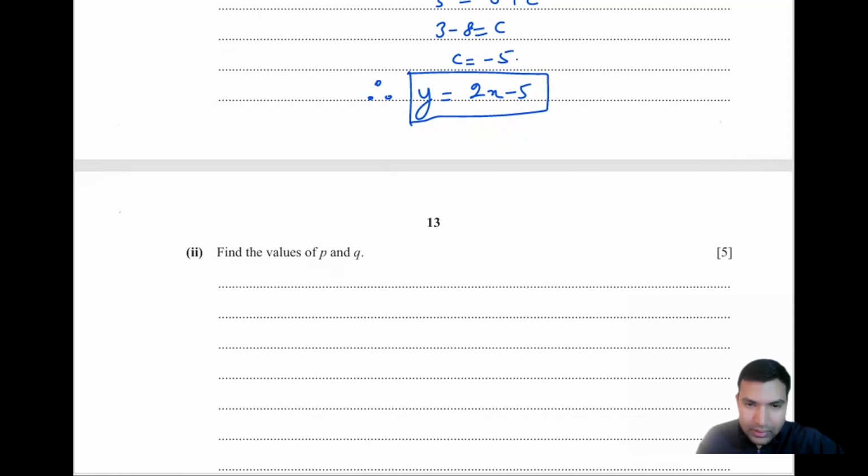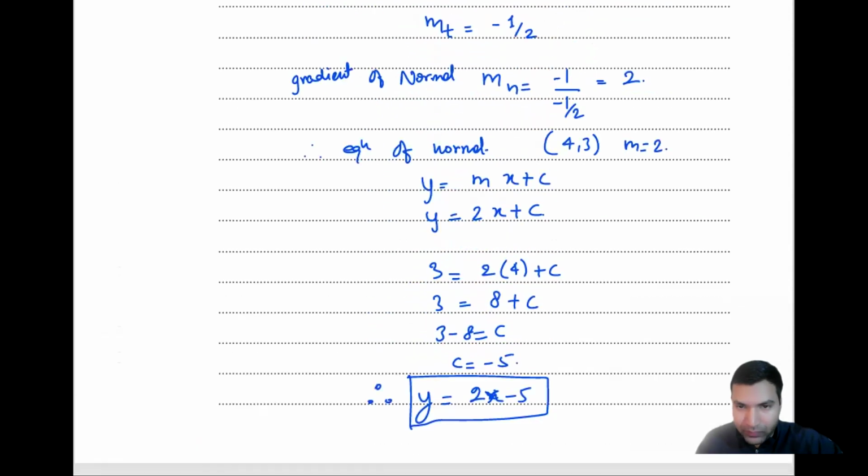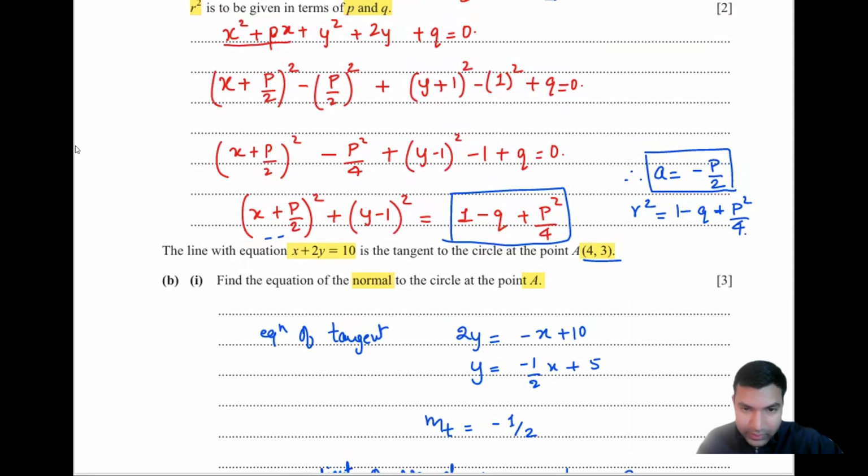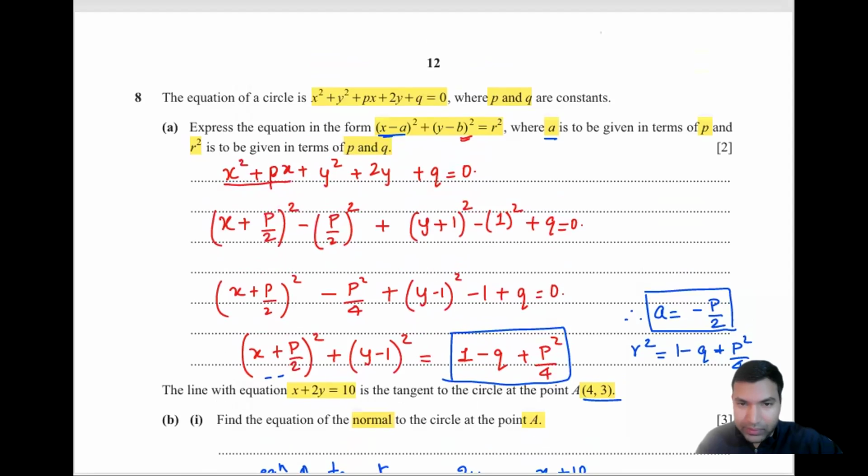Now they're asking us to find the values of p and q. Okay, so let's see how we can find the values of these two. Okay, it's for 5 marks. All right, so it is given that this is a tangent, right? So what I can do is I can quickly differentiate this function. Okay, so understand the concept.